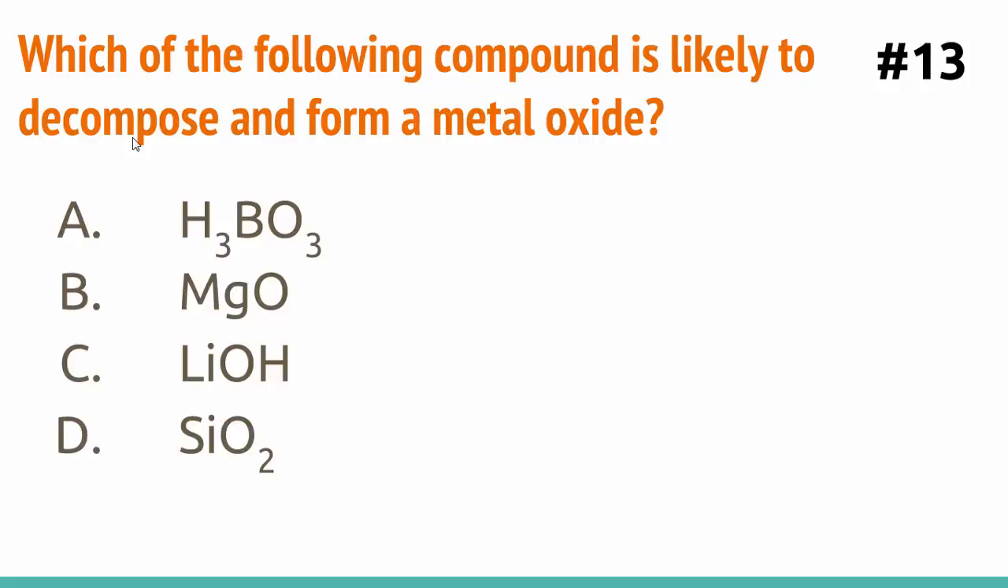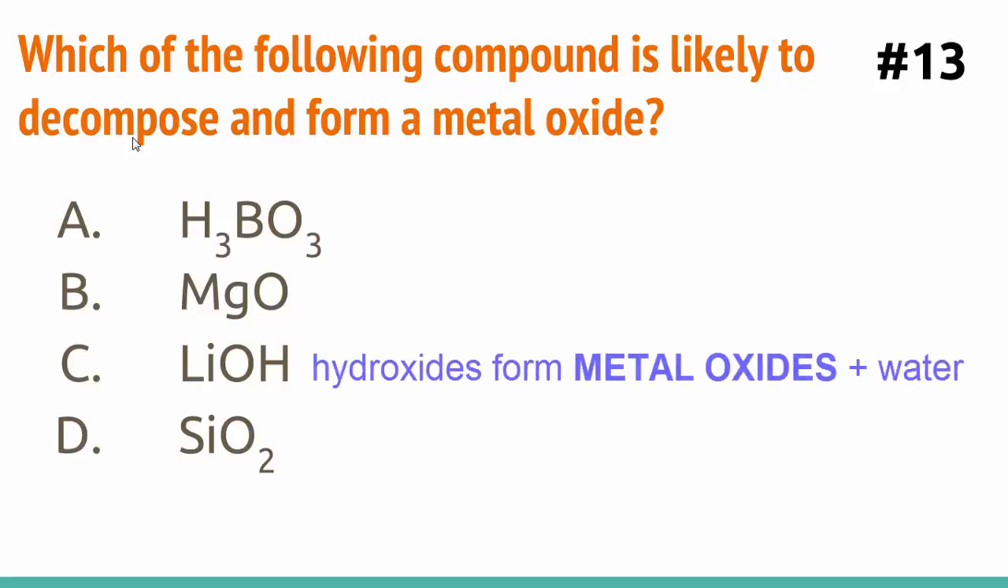Well, there's two ways to think about this. If you think back to the examples we've done, you'll know that hydroxides, like letter C, lithium hydroxide, will decompose to produce a metal oxide, lithium oxide, as well as water. So lithium hydroxide will in fact decompose and form a metal oxide. So C is the answer here according to that.